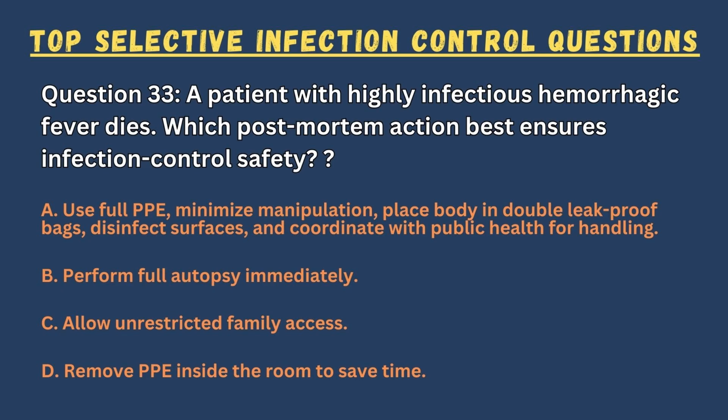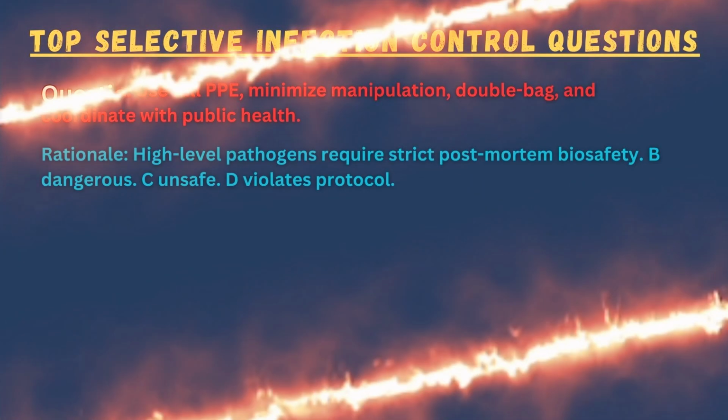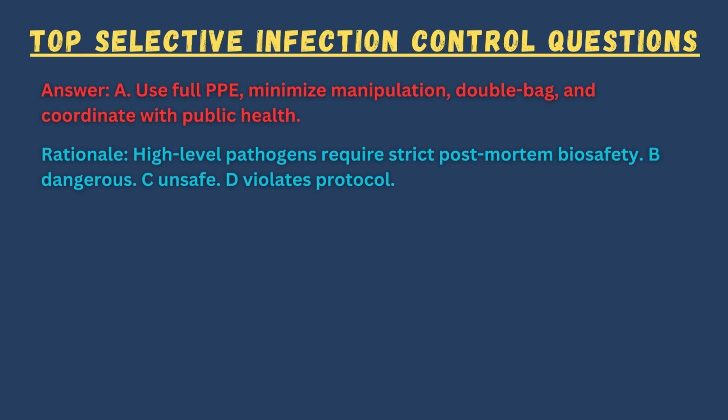A. Use full PPE, minimize manipulation, place body in double leak-proof bags, disinfect surfaces, and coordinate with public health for handling. B. Perform full autopsy immediately. C. Allow unrestricted family access. D. Remove PPE inside the room to save time. Answer. A. Use full PPE, minimize manipulation, double bag, and coordinate with public health. Rationale. High-level pathogens require strict post-mortem biosafety. B. Dangerous. C. Unsafe. D.